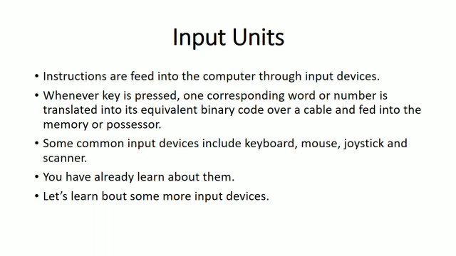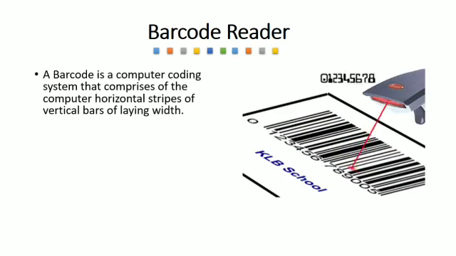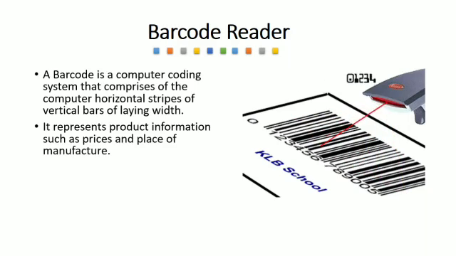So let's start with the barcode reader. Barcode is a computer coding system that comprises horizontal strips of vertical bars of varying width. Here you can see we have an example of a barcode. Those black standing lines are barcodes. They are a computerized coding system.